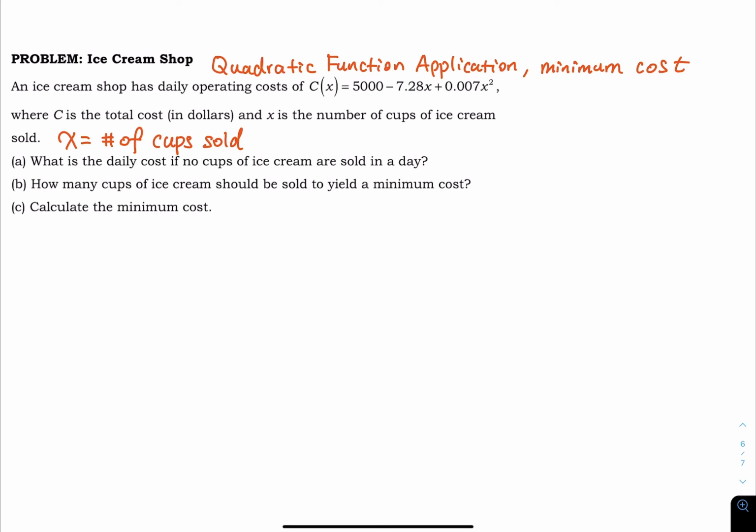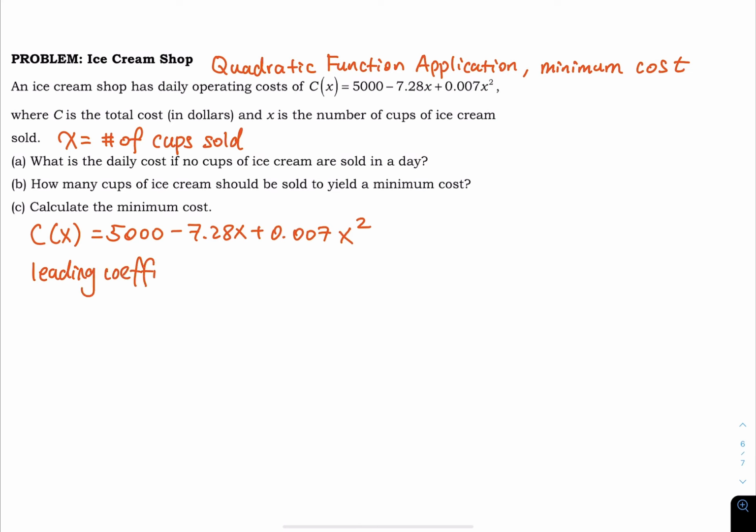Because when I solve this problem, before I answer any question, I would like to write things down one more time. So C of x is 5,000 minus 7.28x plus 0.007x squared. This is a quadratic function, and the leading coefficient is positive 0.007, which is greater than 0. So what does that mean? That means this is the graph, and this is the vertex.